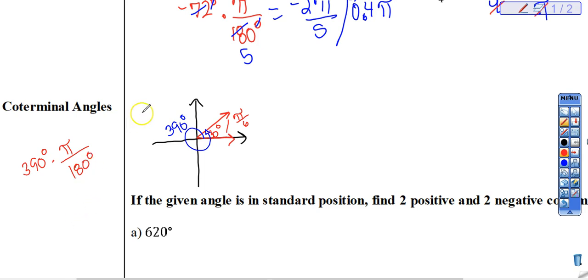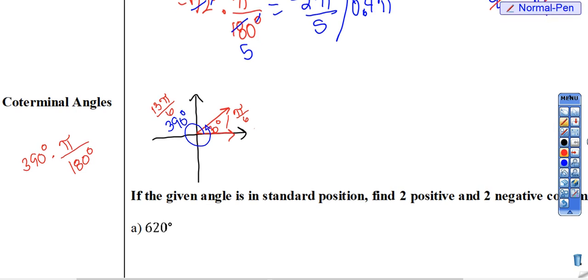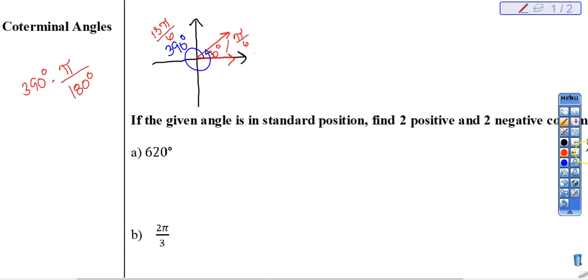Doesn't matter to me. I think I'm just going to say that this is 13 pi over 6, because one full revolution is 12 pi over 6, right? 2 pi is the same as 12 pi over 6. They're the same. And then that's just one additional pi over 6. So how could I go about writing a general statement that would help me, whatever measure I'm given, quickly find 2 coterminal angles?